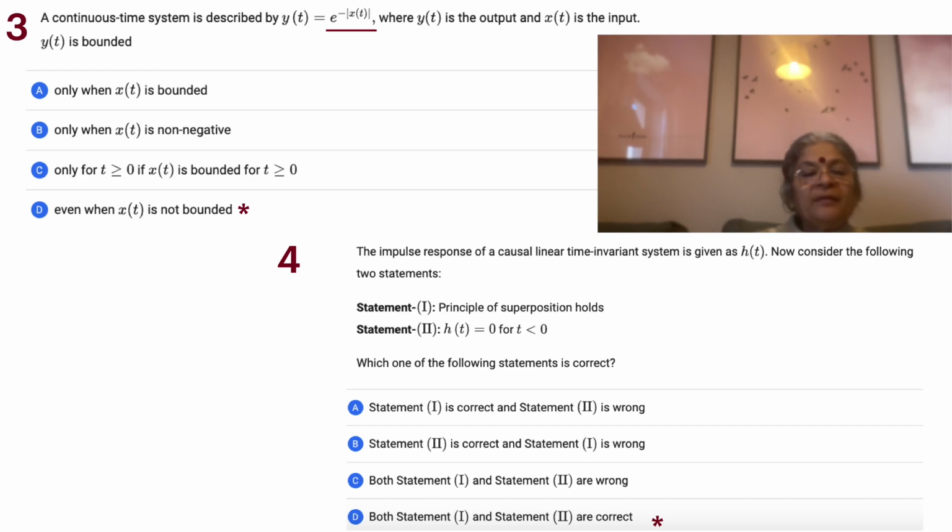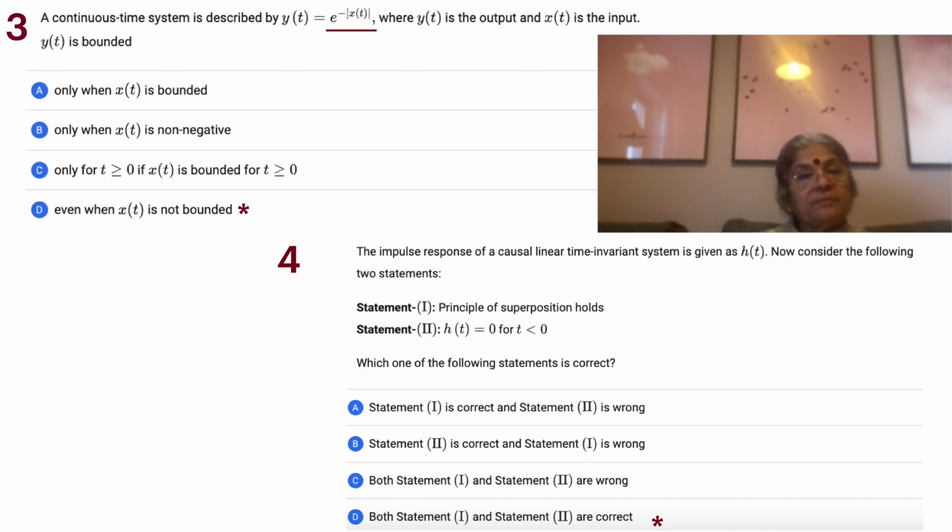Only for t greater than 0, if x(t) is bounded for t greater than 0? No, not at all. Another aspect is that we don't take the time axis into consideration here. Only the numerical value of e raised to minus the absolute value of x(t) is taken into consideration. So the negative time axis or the positive time axis is not of concern. Even when x(t) is not bounded, this is exactly the true answer. Why? Because of the negative exponent for the exponential.